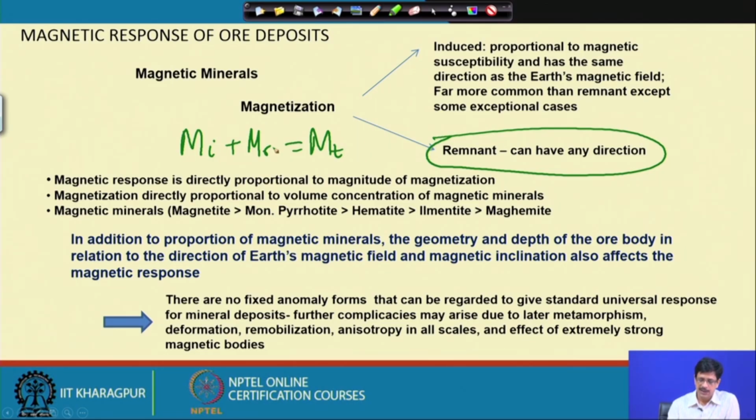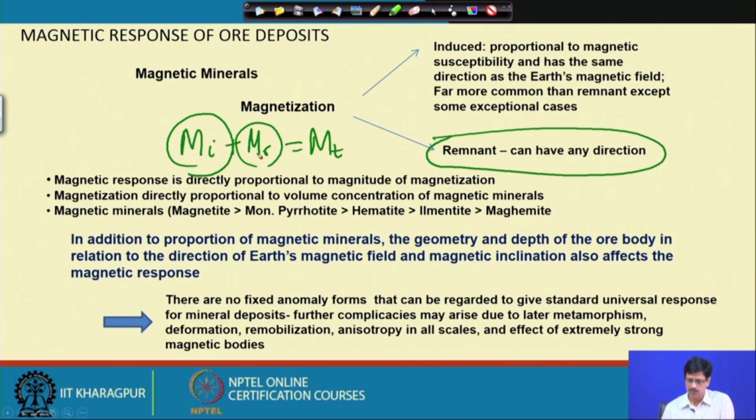And essentially for any particular body of a rock or an ore, for its detectability by virtue of its magnetic property, the induced part of the magnetization has to be dominant, because if the residual magnetism happens to be dominant, then it will be problematic for that body to show any magnetic signature. So, the magnetic response is directly proportional to the magnitude of magnetization and depends on the magnetic susceptibility.